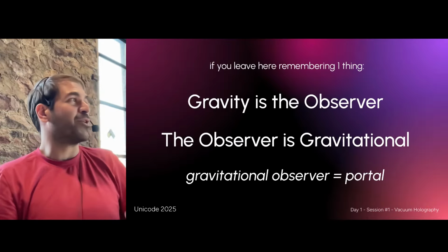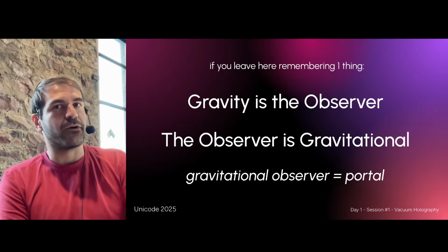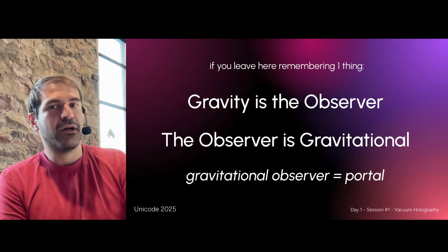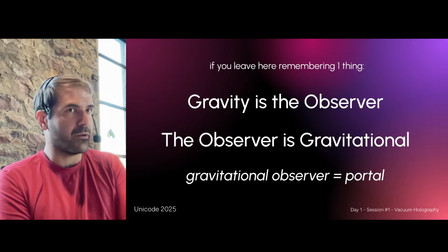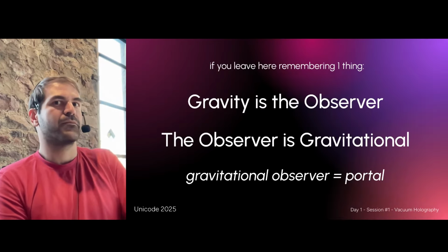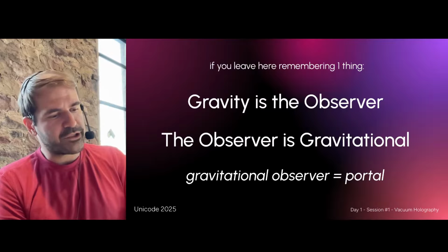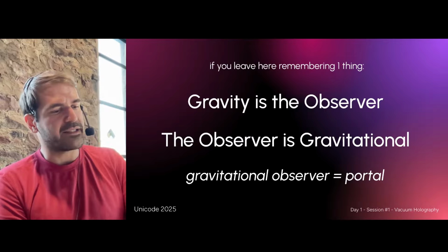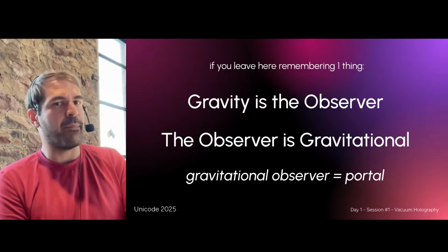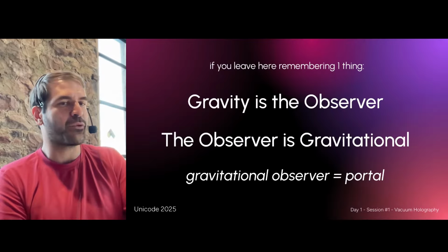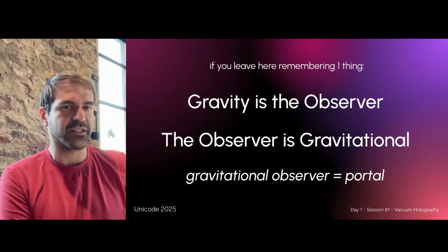So like I said earlier, if you leave here remembering one thing: gravity is the observer. The observer is gravitational. A gravitational observer, which is what your direct experience is, is a portal. The observer, or consciousness, is the very thing that unifies general relativity and quantum mechanics, and it ends all confusion about how to relate consciousness with the quantum and the gravitational, which is what we need to do with a theory of everything in physics and consciousness.